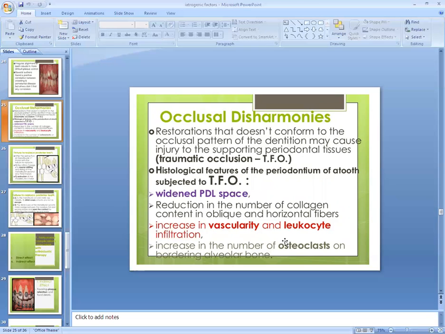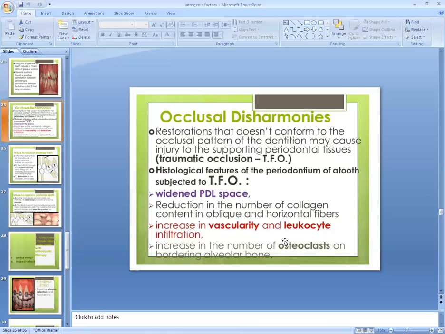Whenever trauma from occlusion occurs, it results in widening of the periodontal space, reduction in the number of collagen fibers, increase in vascularity and leukocyte infiltration, and also an increasing number of osteoclasts on the alveolar bone. That means trauma from occlusion, basically traumatic occlusion, is when the occlusal force causes trauma to the periodontium. So whenever this trauma is caused by occlusal forces, the first sign is widening of the periodontal space.